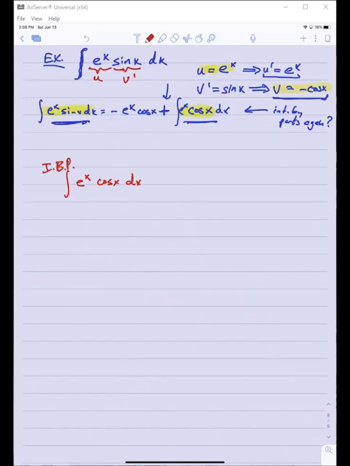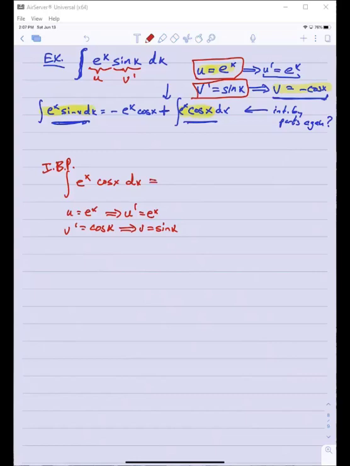Just remember what we said before. If in your first integration by parts, your substitution pattern was to let the exponential be the u and to let the v prime be the trig function, then stick with that. Which means here I should let u equal e to the x again, and I should let v prime equal the cosine function. Of course, that means u prime is again e to the x, and it means v is sine x.